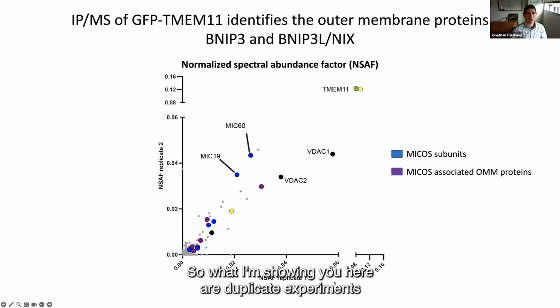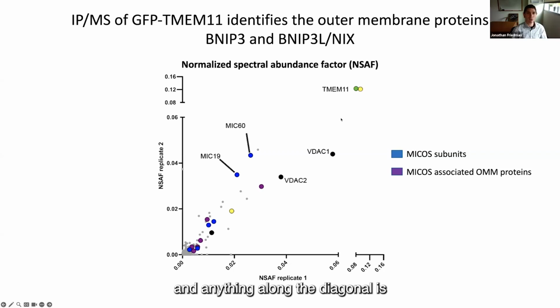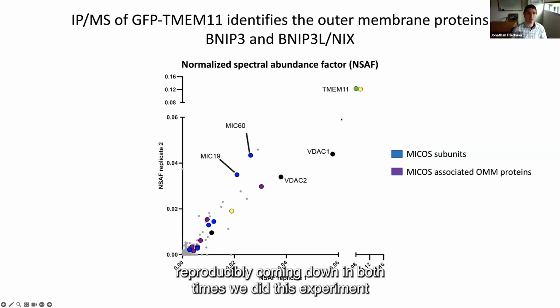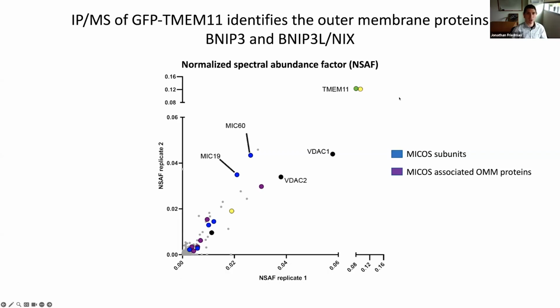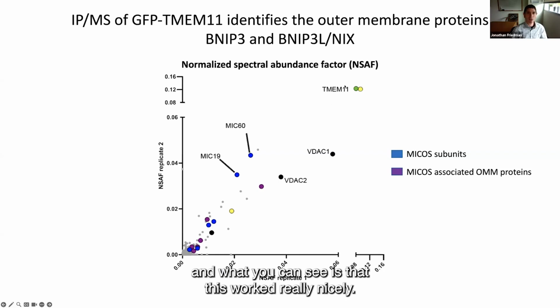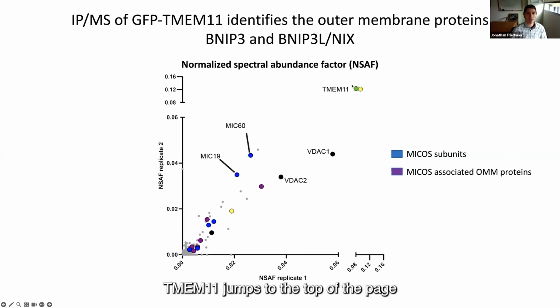So what I'm showing you here are duplicate experiments where we did IP mass spec of GFP-tagged TMEM11. On one axis is a single replicate, on the other axis is another, and anything along the diagonal is reproducibly coming down both times we did this experiment. And what you can see is that this worked really nicely. TMEM11 jumps to the top of the page.